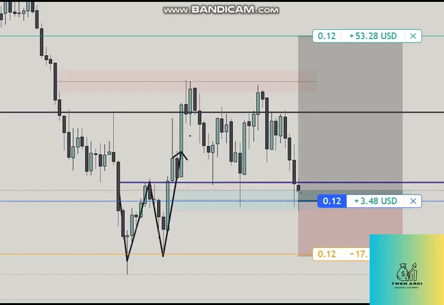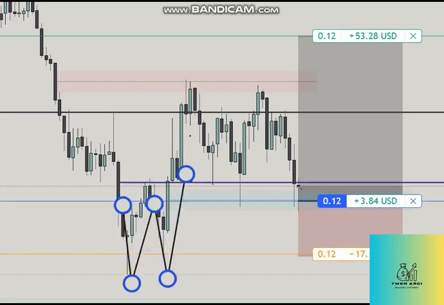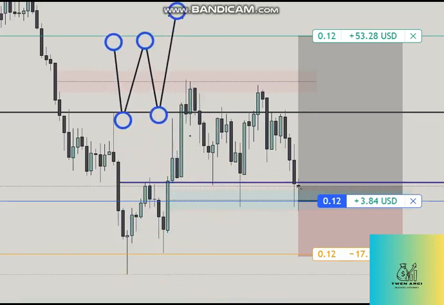For a high probability setup, I like to take it at a support area, maybe when price tapped into a bullish fair value gap on the higher time frame. Like I took a setup on gold earlier this week, when price tapped into a daily fair value gap and we saw a similar pattern. Very good setup. You see, it looks just like a W.